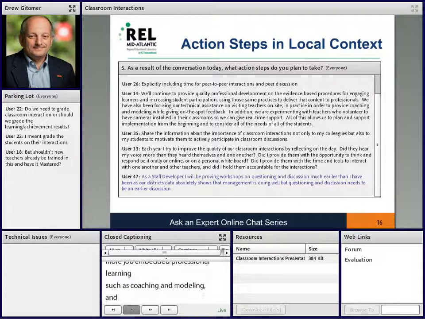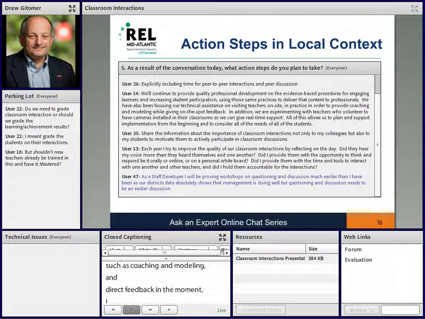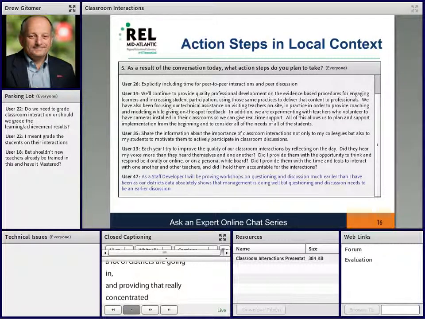I think that this is the direction a lot of districts are going in, and providing that really concentrated support to teachers. And I'm wondering if you have any experience with that. We talked a little bit about coaching earlier in the session, but I think this is really on point with the direction a lot of schools and districts are going to support their teachers toward some of these goals.